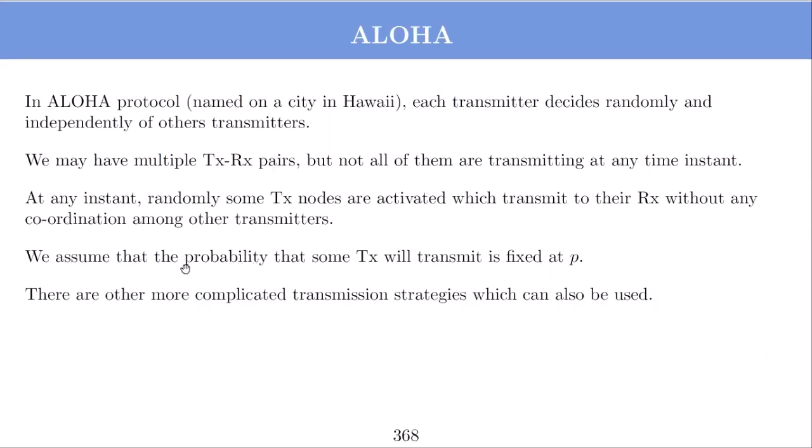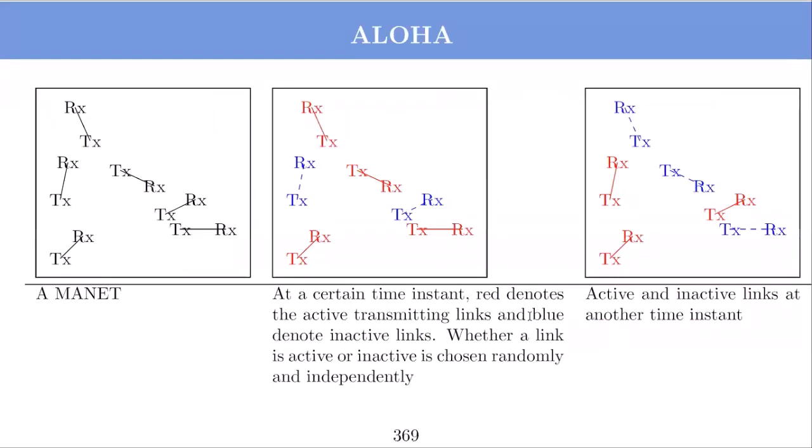Okay. So the probability that any transmitter will transmit is p, and there are other more complicated transmission strategies which you can think of. But let us just see how we can compute the performance of this. So just to be sure, in a MANET, not all transmitter-receivers are transmitting. In this case, at a certain time instant, red denotes the active transmitter link. So randomly, every link decides to be either transmitting or idle, and all the transmitters which are active, they transmit, right?